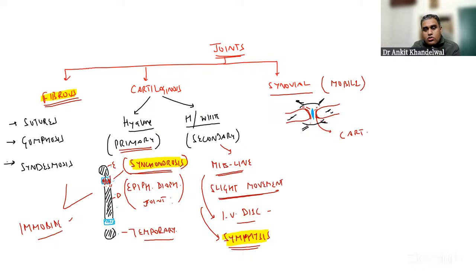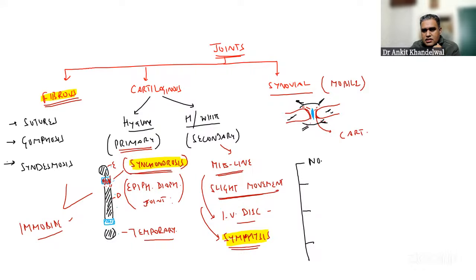Now, how to classify synovial joints? Okay, that also we can see. Very rapid classification over here. Just in a couple of minutes, I'll do the classification. Here we can classify it on the basis of the movements, in how many axes the movement is occurring.